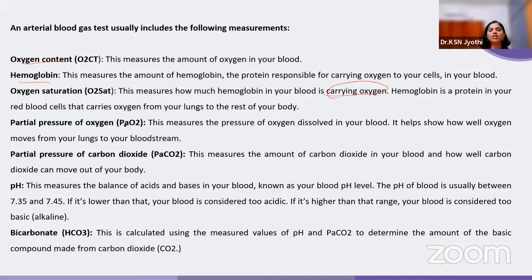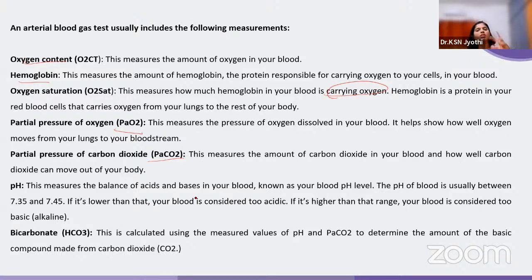Then partial pressure of oxygen, very important because this measures the pressure of oxygen dissolved in your blood. That means, when oxygen saturation is measured, it shows how much oxygen is being carried by your hemoglobin. The pressure of oxygen dissolved in your blood shows how well oxygen moves from your lungs to your bloodstream. So the more dissolved oxygen, the better it is absorbed by the tissues. Then partial pressure of carbon dioxide talks about how much carbon dioxide is there in your blood and how well it is moved out of your body.